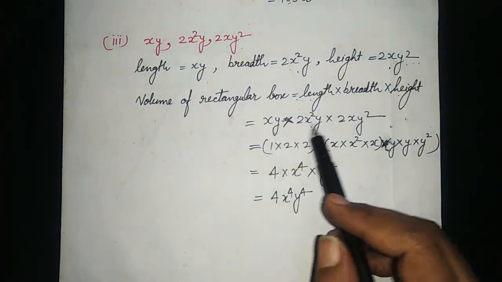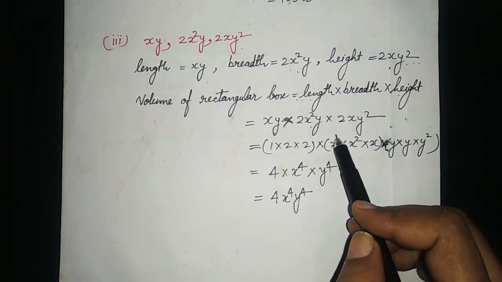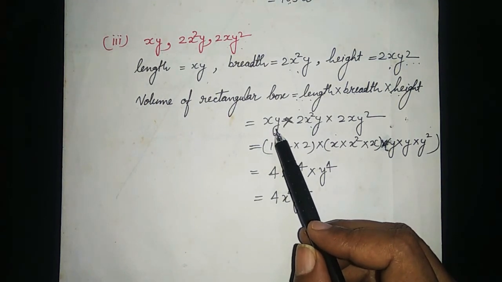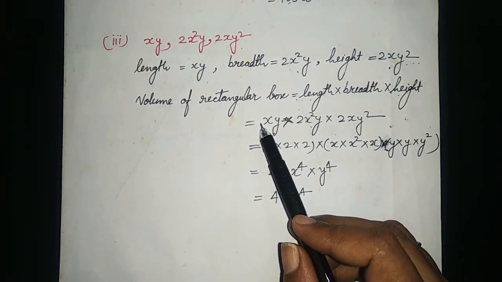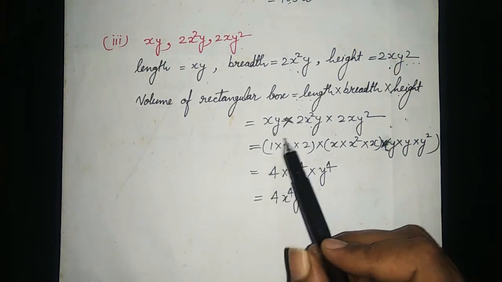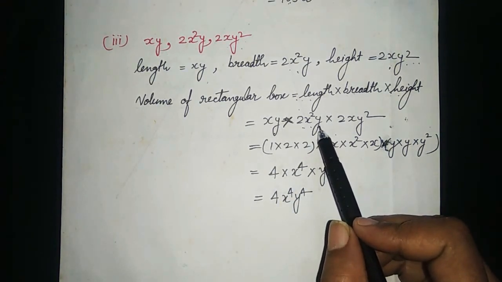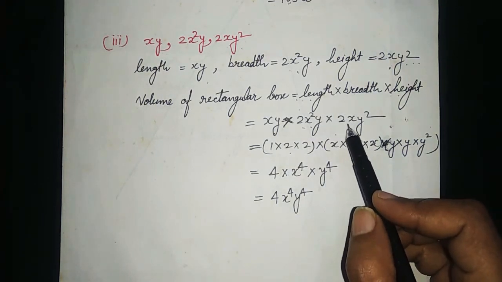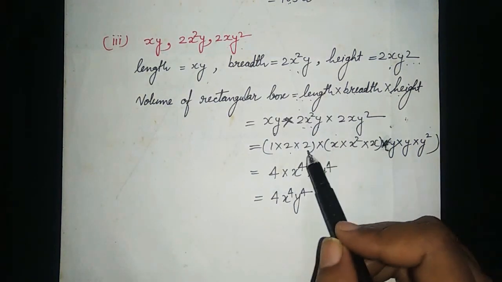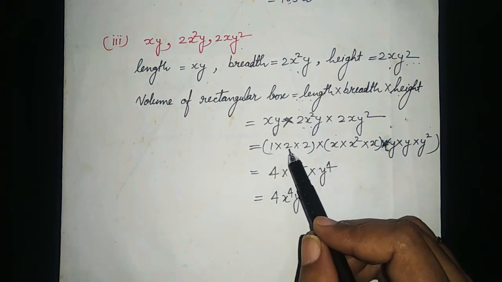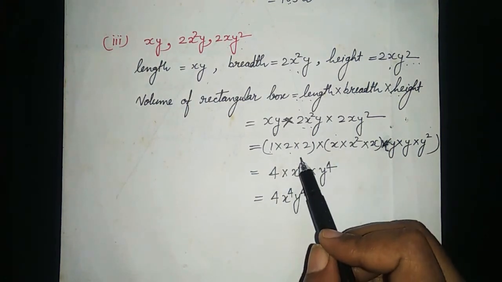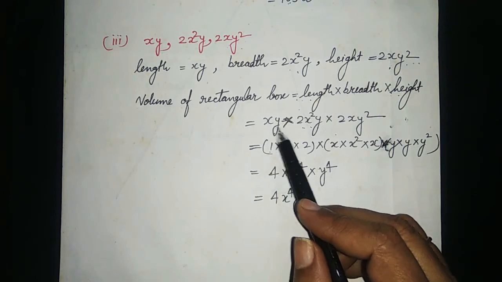Now we will multiply them. What is the numerical coefficient of this xy? 1. So 1 we will write. And what is the numerical coefficient of 2x square y? 2. Here we will write 2. And the numerical coefficient of 2xy square is 2. So 1 into 2 into 2. This we will write first. After that we will write literal factors.